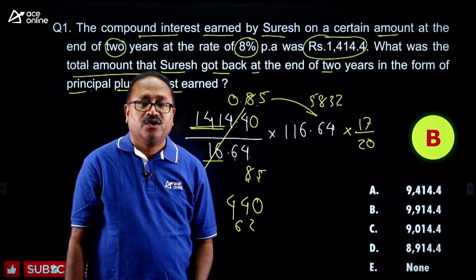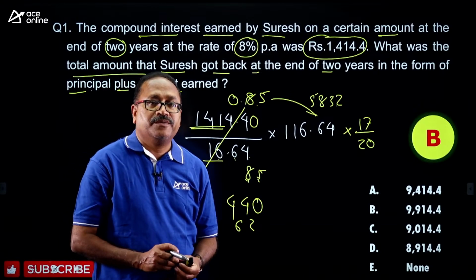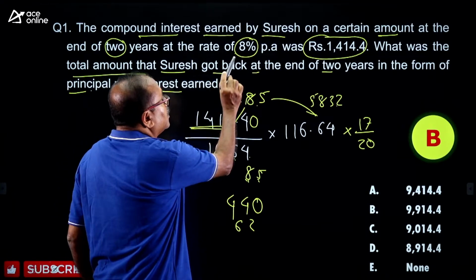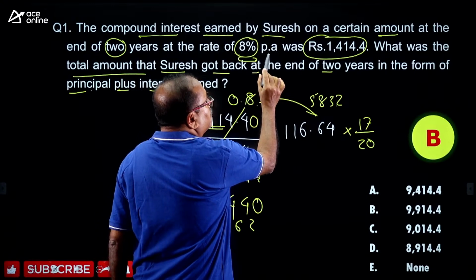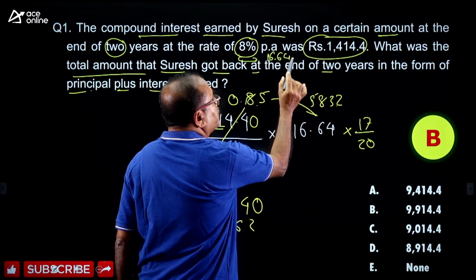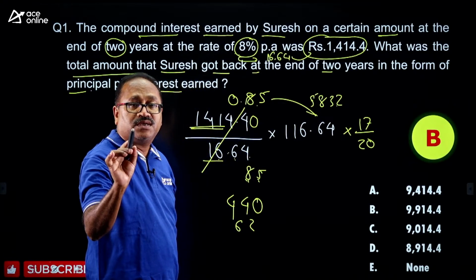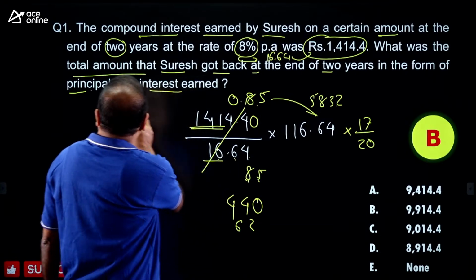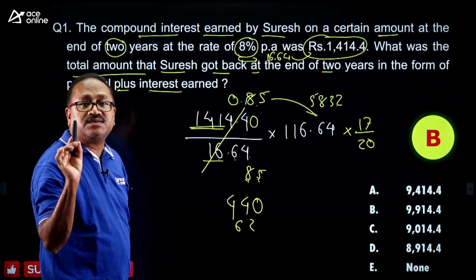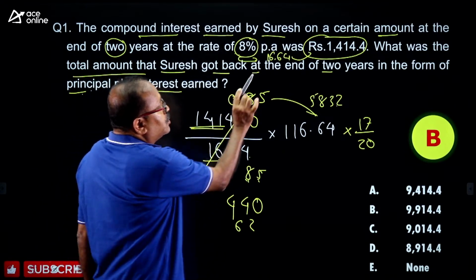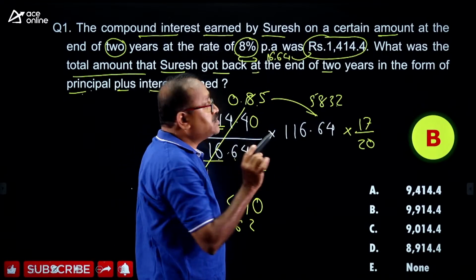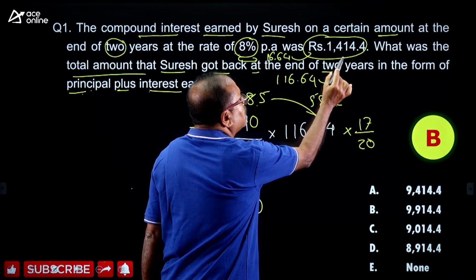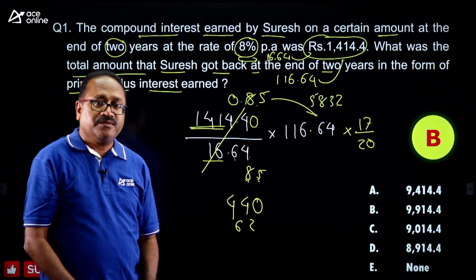That's 9914.4. Okay, what is the point we have to learn here? The point we have to learn here is I don't need to find out the principal. Here 8% per annum for 2 years, we know that 16.64% is already given to us. What I have to find out is the principal plus interest, that is amount. So 100 plus 16.64, I need to find out 116.64 is how much? It's as simple.